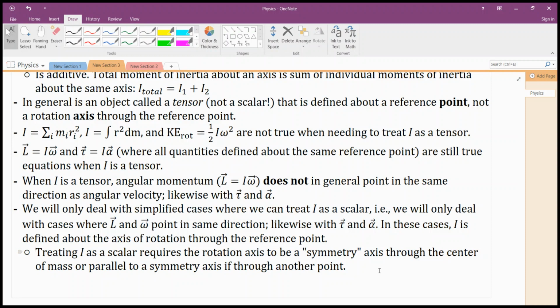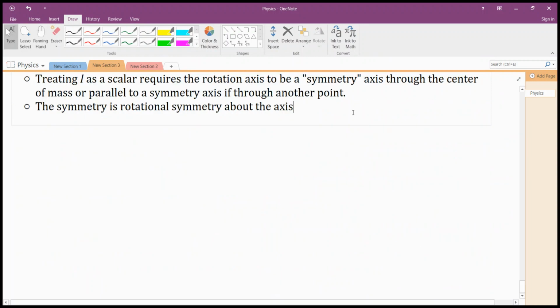The first condition is that the rotation axis about which you are calculating the moment of inertia needs to be a quote-unquote symmetry axis through the center of mass, or if the axis is through another point, it needs to be parallel to a symmetry axis through the center of mass. By symmetry is meant rotational symmetry about the axis.